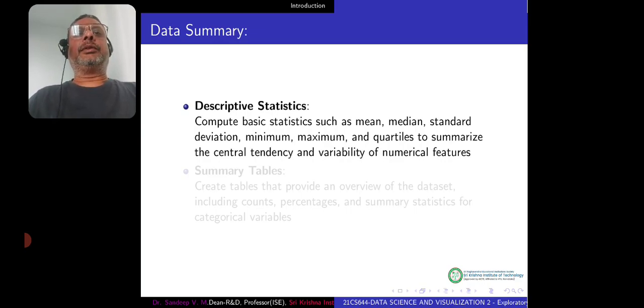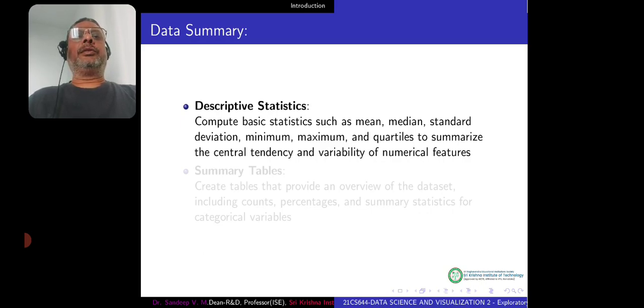Coming to the first point, that is the data summary. It's an overview of the big data. So it summarizes the big data into a few parameters. There are many types of data summary possible. One of them is descriptive statistics. It is used to compute the basic statistics like mean, median, standard deviation, minimum, maximum, and other quartiles to summarize the central tendency and variability of the numerical features.